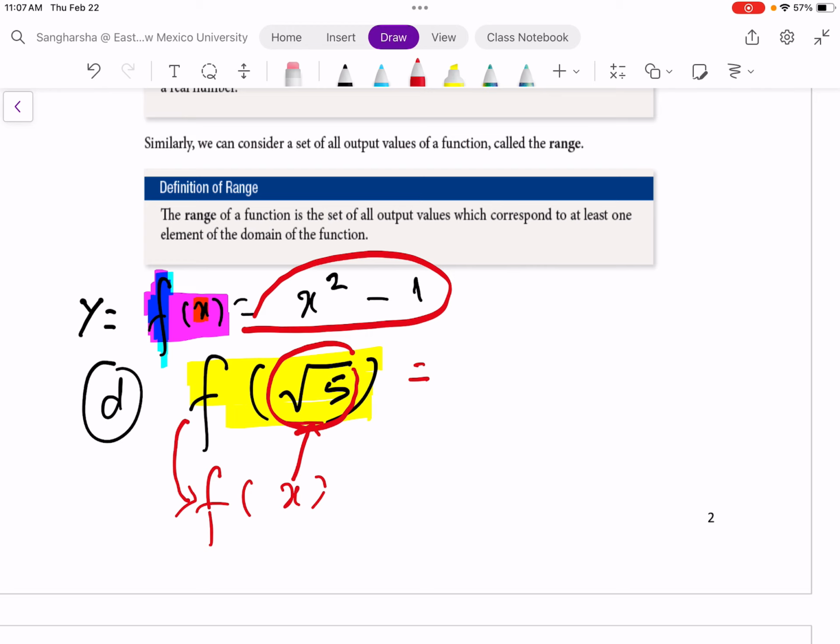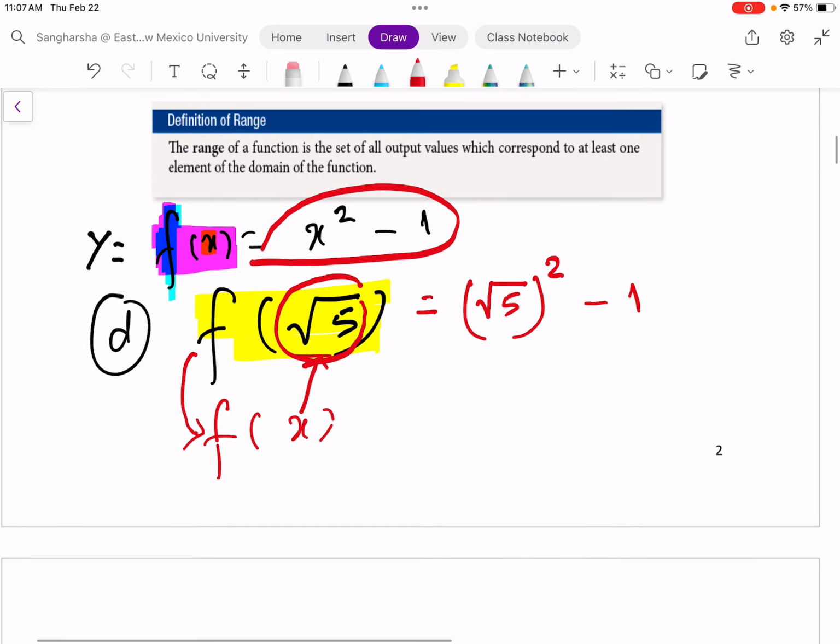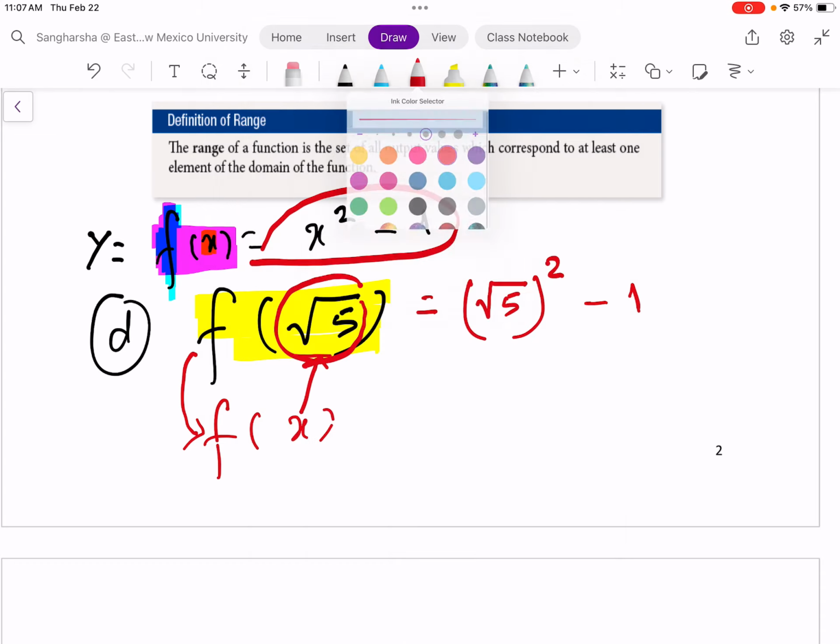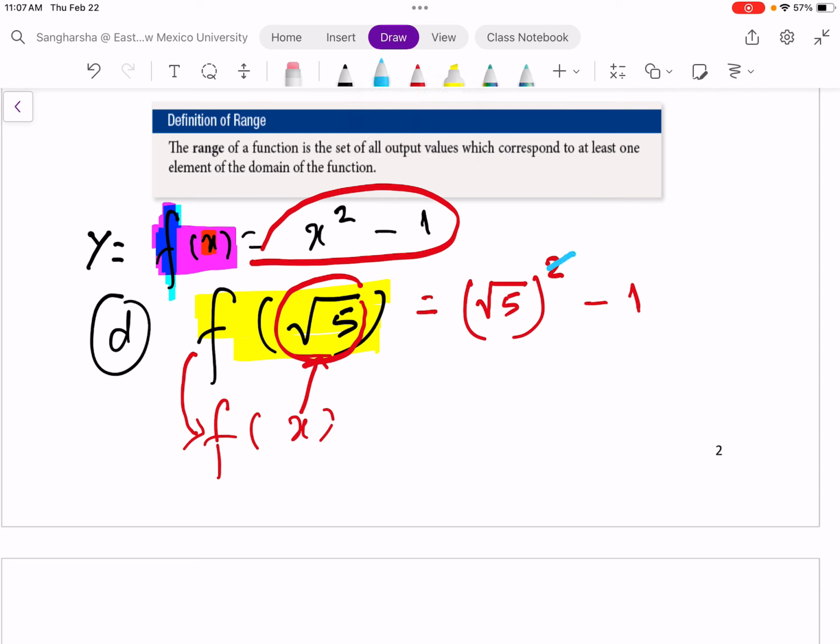So for x we have root 5, we have x squared minus 1. So you substitute your input for every x. Your input is square root of 5. Now here, we have square and square root, they cancel, and we have 5 minus 1, and this equals 4.